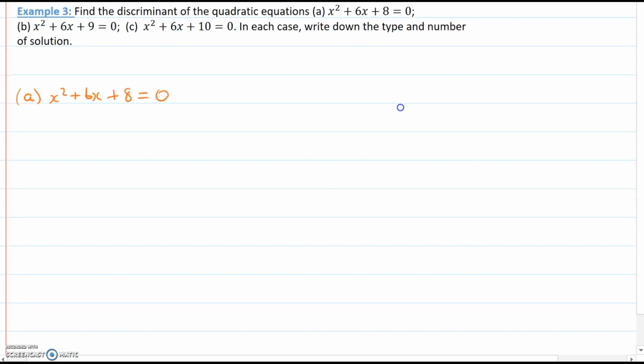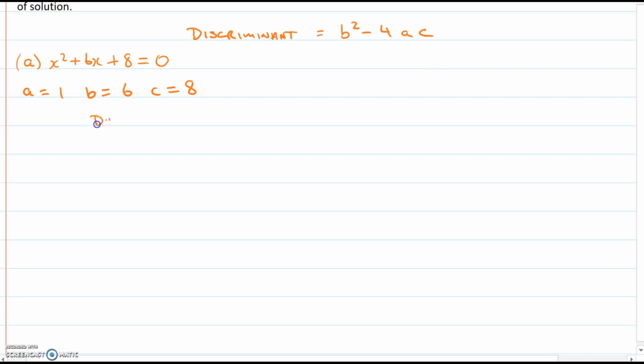So what I want to do, if we're going to do the discriminant, remember, is b squared minus 4ac. The discriminant is the part of the quadratic formula that's under the square root sign: b squared minus 4ac. So write out a, b, and c. a is 1, b is 6, and c is 8. Well, then that would mean the discriminant.